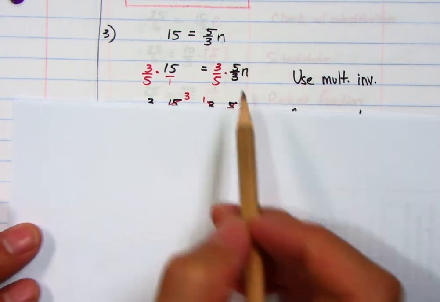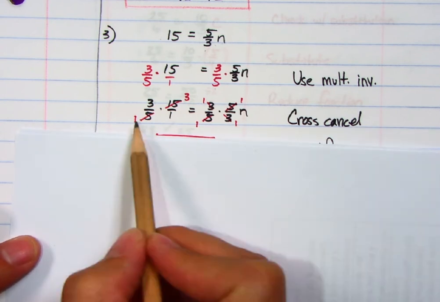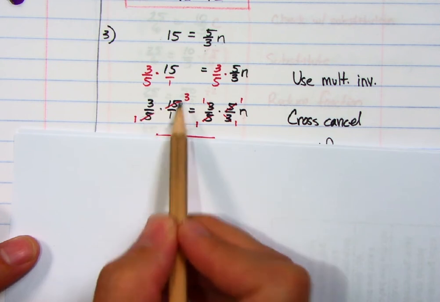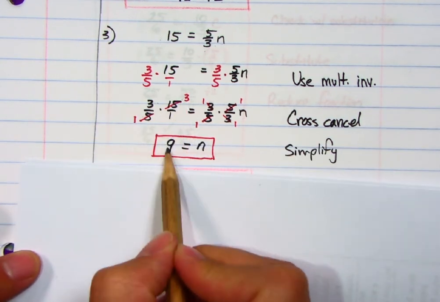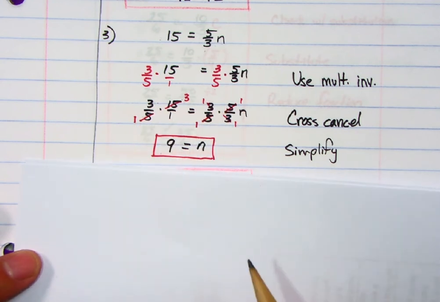Well, this right-hand side, they're all going to cancel out. It's going to leave you with just n. Over here, I cross-cancel. The 5 and the 15 can be reduced to 1 and 3. And then I multiply. 3 times 3 is 9 over 1. And over here, all this turns into 1n.